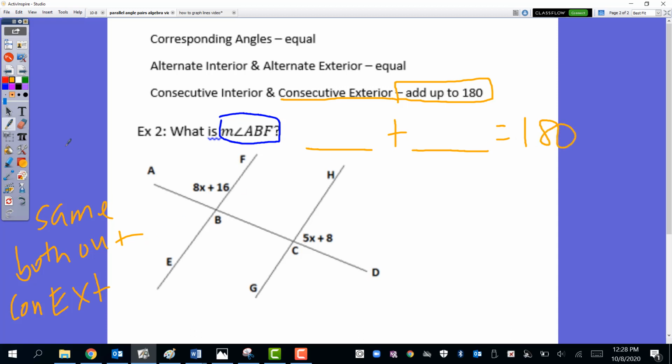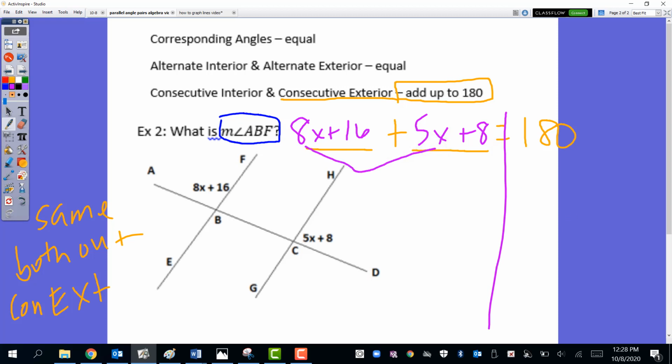Okay, well, what am I going to put in the blanks? I'm going to put the angles they gave me. So 8x plus 16 and 5x plus 8. And we're going to solve that. First thing I got to do is combine my like terms. So 8x and 5x are on the same side of the equal sign, so I'm just going to add them together. And 8 plus 5 is 13x. I'm also going to combine 16 and 8, which is 24, equals 180, just drops down.